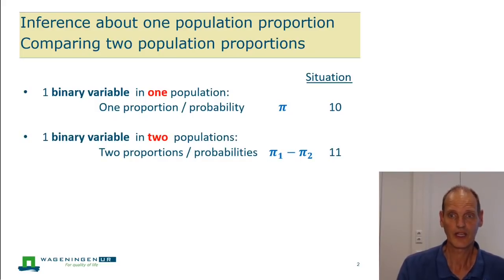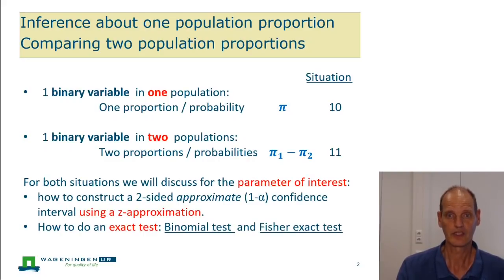The same holds for the case where we compare two proportions, situation 11. We will see how to test if a proportion is the same in two populations, and we will derive an approximate confidence interval for the difference between the two. So again, an exact test and an approximate confidence interval. The exact test is called the Fisher exact test.